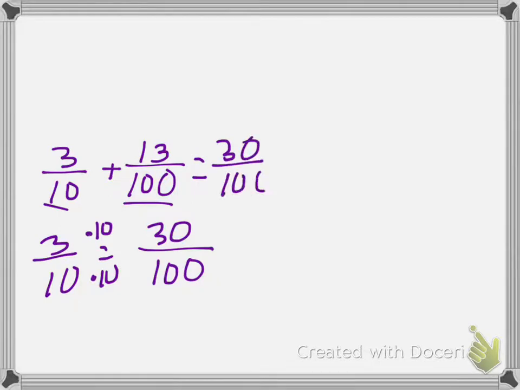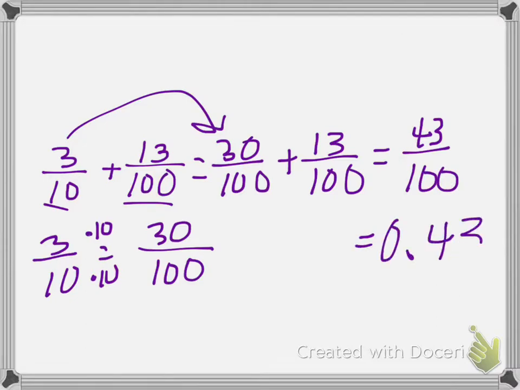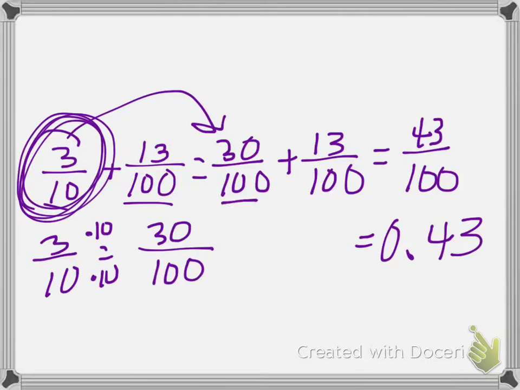30 hundredths, because they're equal, plus my 13 hundredths. I renamed, I have same units, hundredths and hundredths, now I can add, and I get 43 hundredths, and in decimal form, 43 hundredths. Simply turning that tenth into a hundredth so we can add.